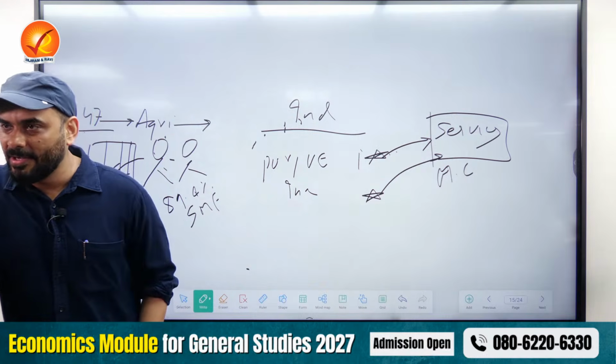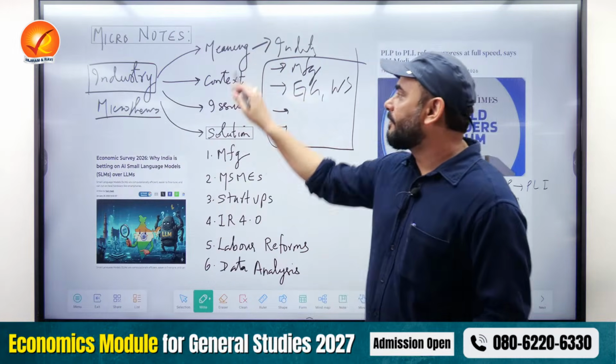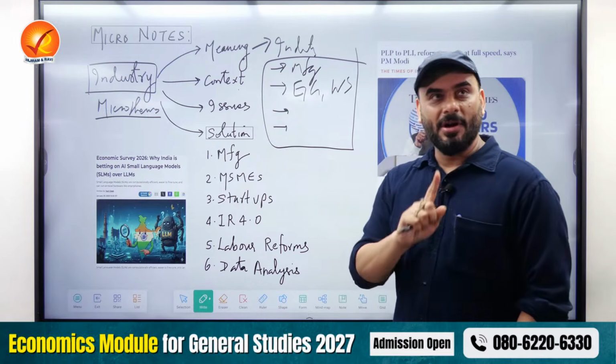So did it start in India? Yeah, it started. That brings us to the third point. See, what is the sequence we are following? First, we did meaning. Second, we did context, right?